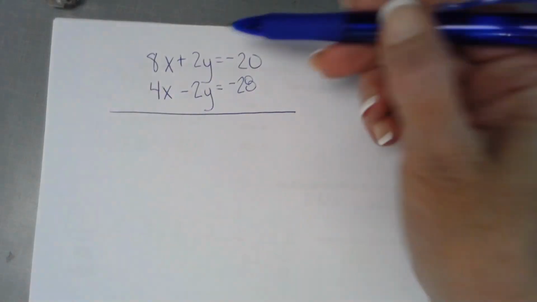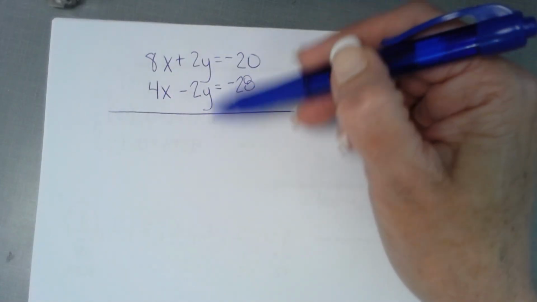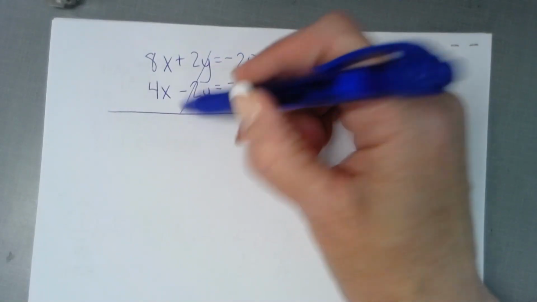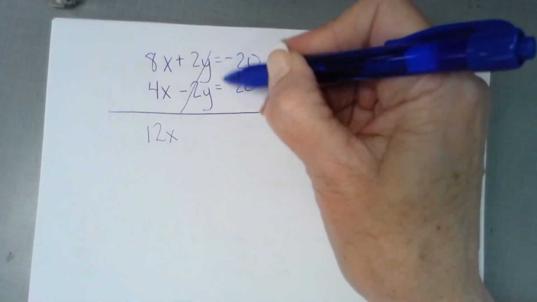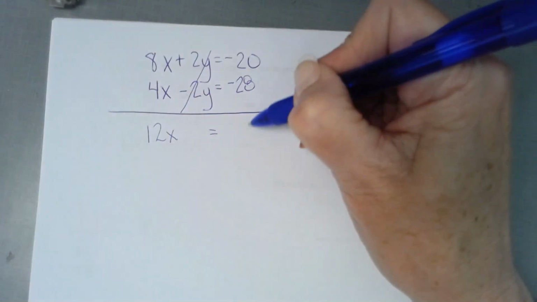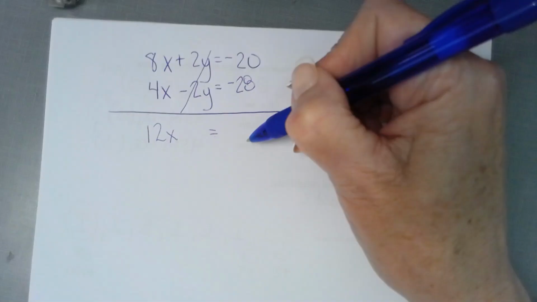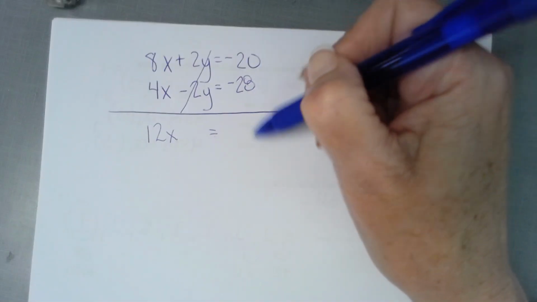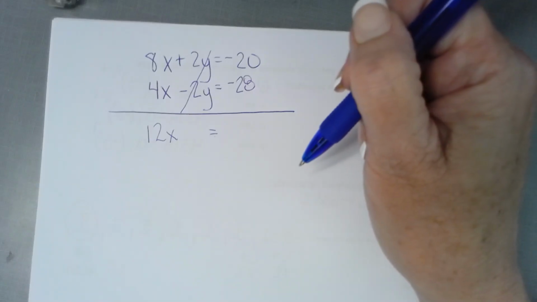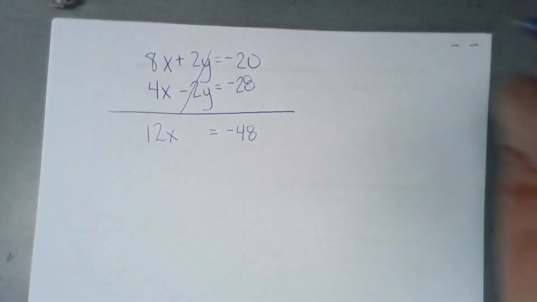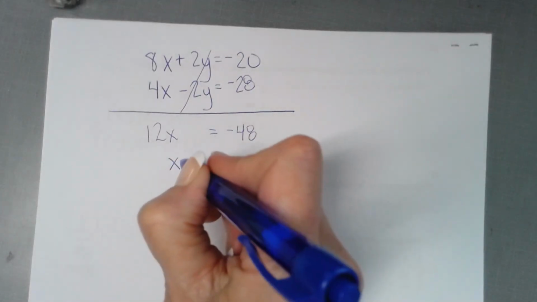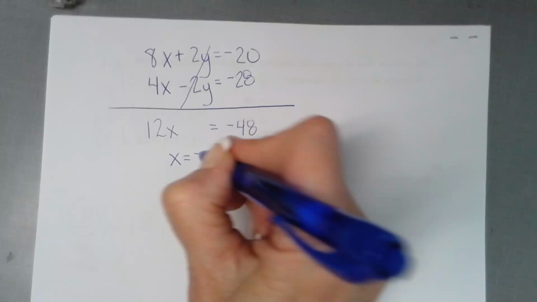Okay, so y'all, we're combining straight down. That's going away. And then when I combine here, I get 12x. That comes straight down. And what do I get when I combine here? You get negative 24, negative 48. And now what do I do? Divide by 12. What do I get? Negative 4. Am I done?